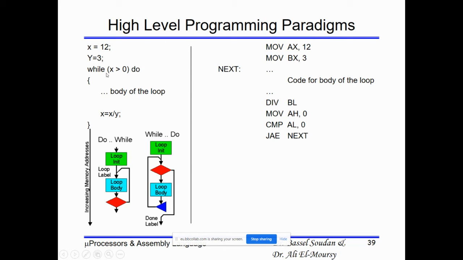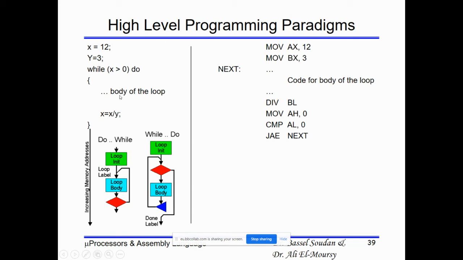Again 4 will be divided by 3. Now 4 divided by 3 will be 1 and some fraction, so I will go into a third iteration here. x is still greater than 0, so go to the body again. Now 1 divided by 3 is 0. So the while will check that x is not greater than 0, and the loop will terminate.